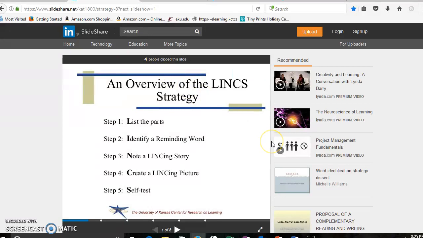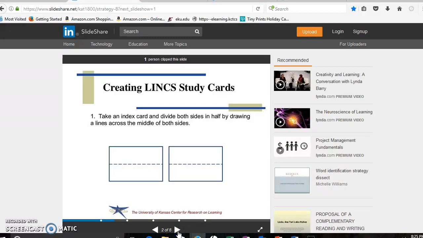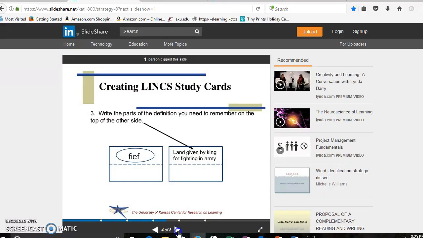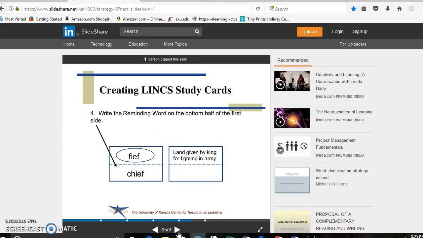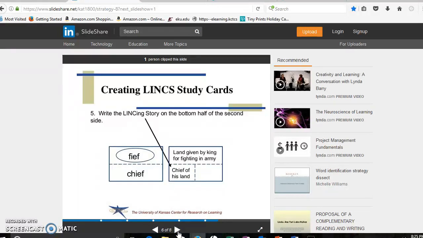So there are a bunch of PowerPoints and slideshows on here about the link strategy. So you go through and you can look at all the different information, get examples and more step-by-step and detailed information about it. And this is actually from the University of Kansas Center for Research on Learning.